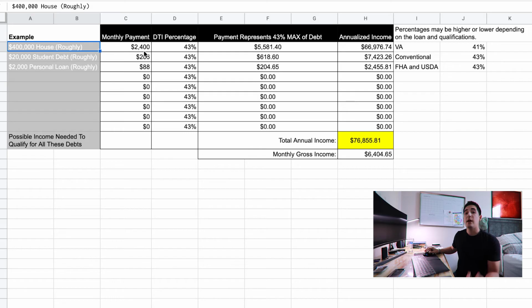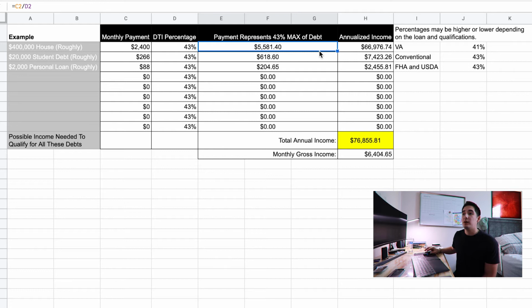Now, I want to get into this spreadsheet here real quick. Now, we have a $400,000 house roughly. In Austin, you're looking at a typical price of around $353,000, but let's say the house is $400,000. Your monthly payments are around $2,400 a month, and you take the percentage of 43%, you divide $2,400 by 43%, and you get $5,581 of income for that month.